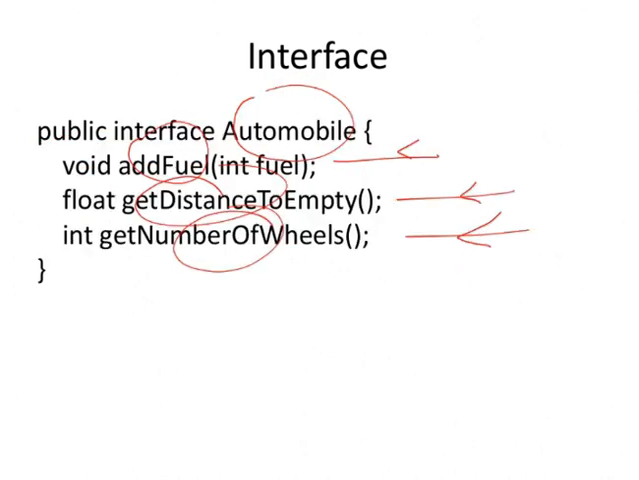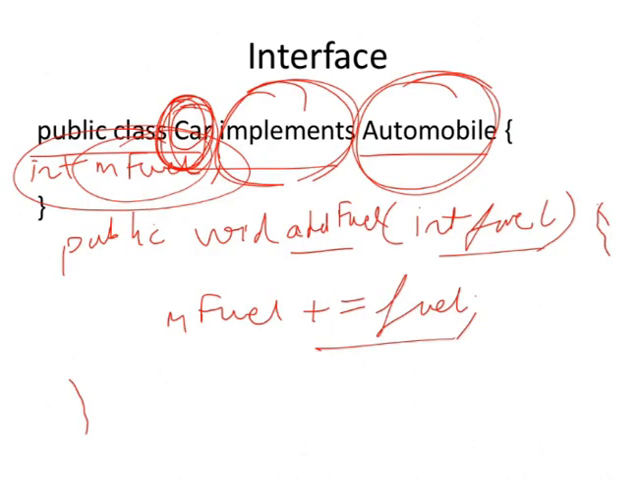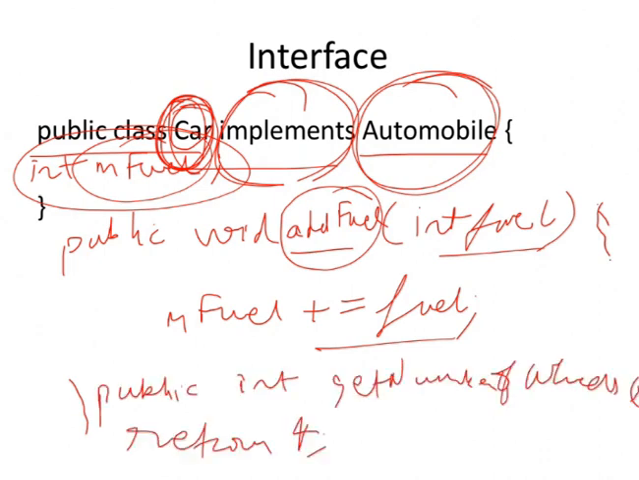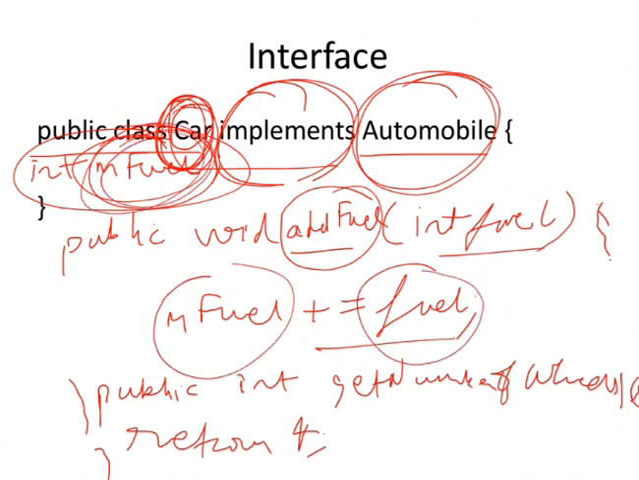This is not the only functionality that we had to implement. If you see, we have to implement all these functionalities: get distance to empty and get number of wheels and everything. We have just represented one of the functionalities over here as of now. Similarly, you can implement, say, get number of wheels, returning 4. Now it's very important that you understand that m fuel over here was not made compulsory by the interface itself. It was our wish that we are storing the fuel quantity inside our variable.